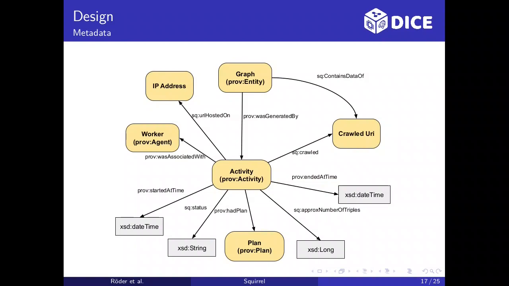In addition to the data that is crawled, the worker also writes metadata about its own crawling process. And this metadata mainly relies on the provenance ontology. So crawling a URI is actually an activity that you can see in the center here in this figure. And to this activity, there is additional information attached about the crawling.